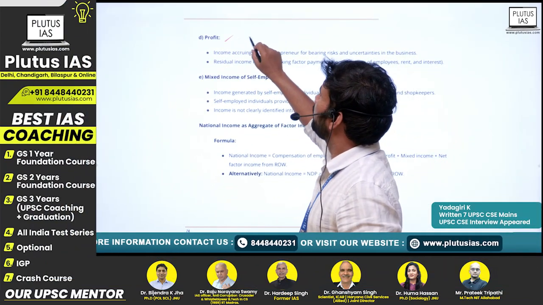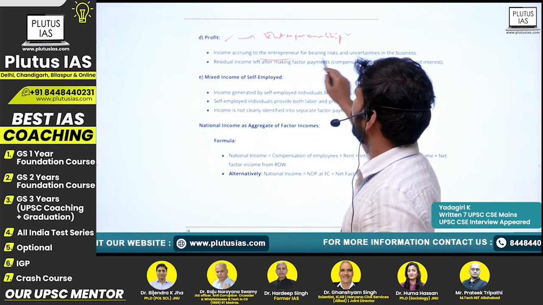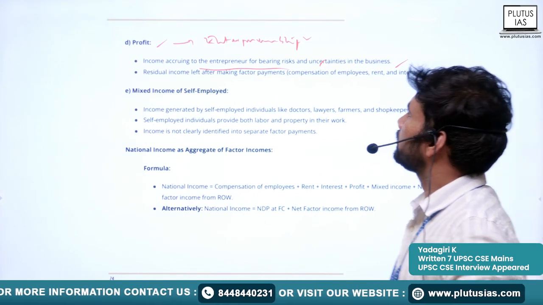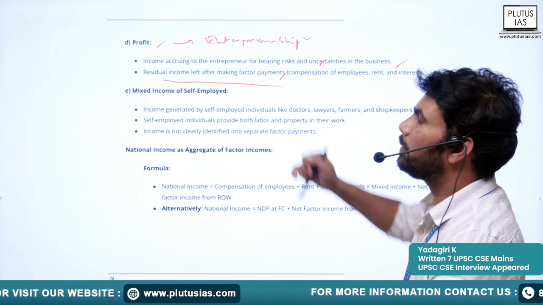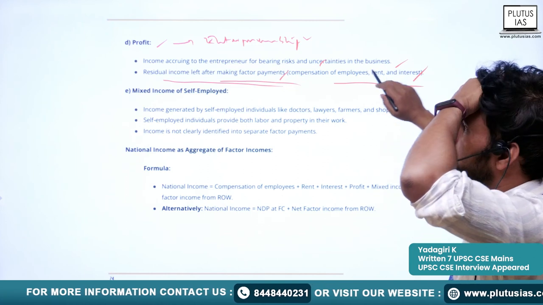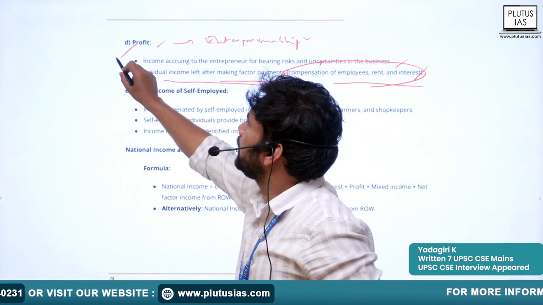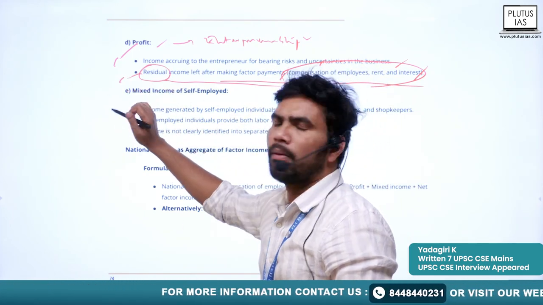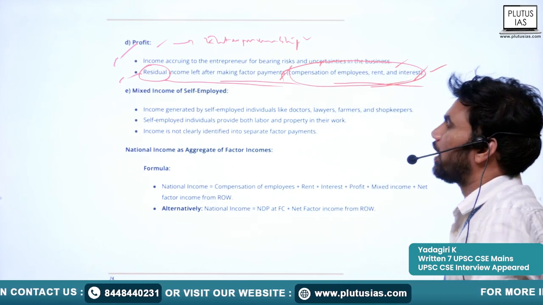Next one is profit. It is given for entrepreneurship. It is income accruing to the entrepreneur for bearing risks and uncertainties in the business process. It is also the residual income left after making the factor payments: compensation for employees, rent and interest. After these payments, whatever is left is known as profit. After that, the entrepreneur will also have to pay some taxes, but that is a different thing and we will understand it later. For now, the amount left after payment of the other three factor incomes is known as profit.